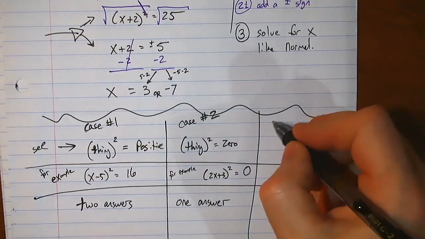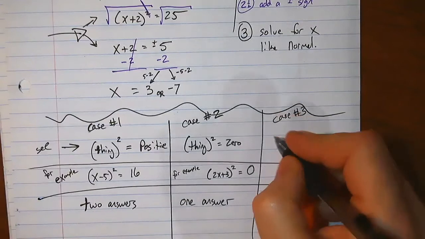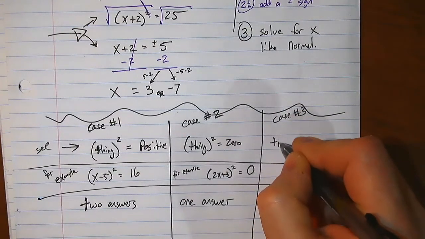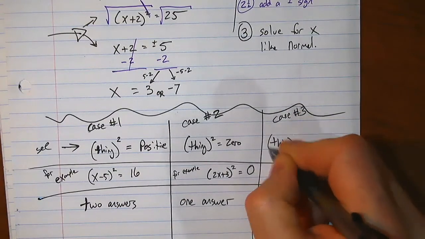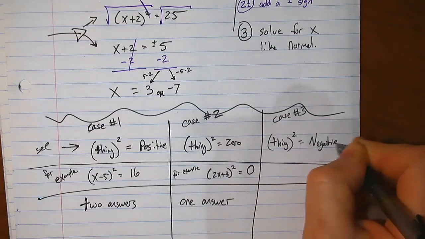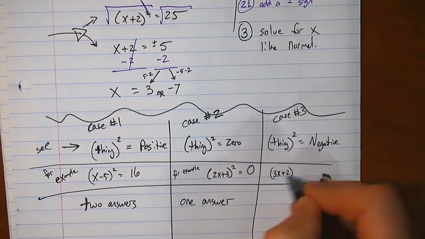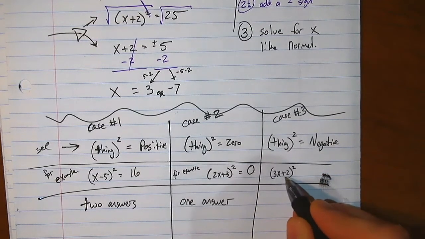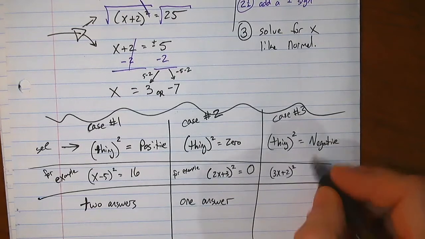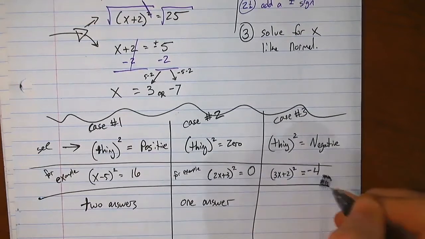And then here's scenario number 3, or case number 3. The third thing that might happen is you might end up with that thing that's being squared equal to a negative number. So for example, I don't know, (3x + 2) squared. It really doesn't matter what's in here, as long as it's a squared thing, it equals negative, I don't know, 4, let's say.